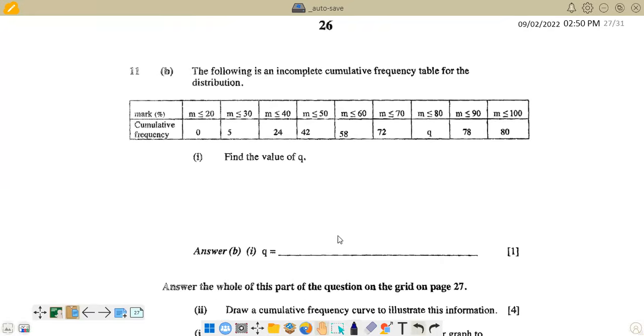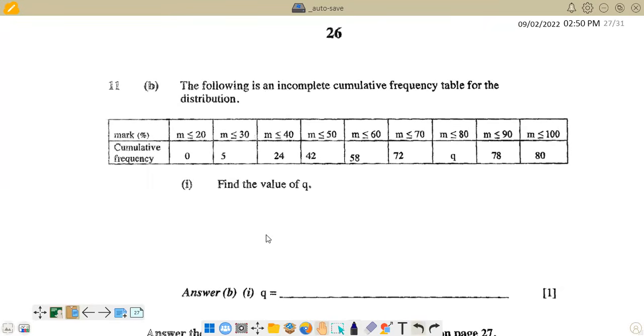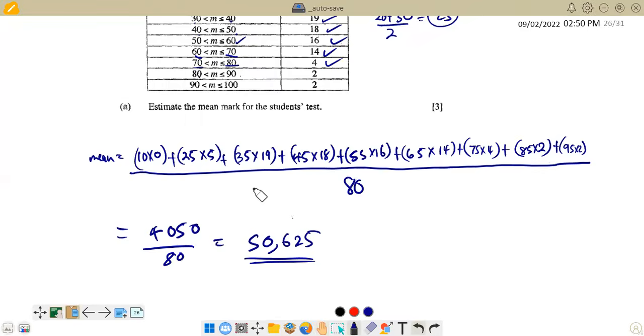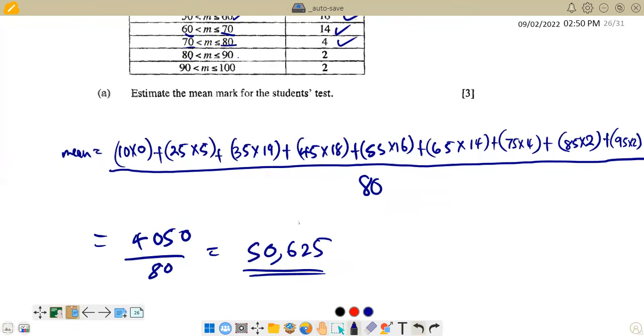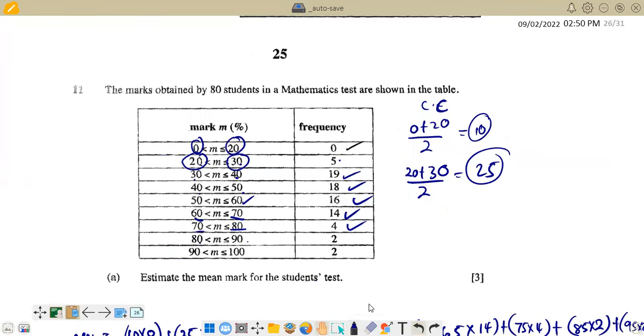Then from this part, we are now given a continuation of the distribution, an incomplete cumulative frequency table. These are cumulative frequencies that we are given, and we are asked to calculate the value of Q. So how do you find the cumulative frequency? Remember, we found these cumulative frequencies by adding the frequencies here. This was our frequency table.